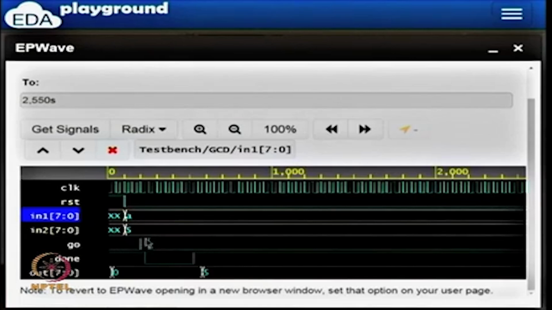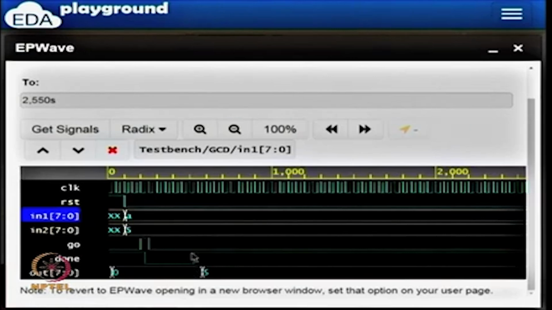So, go becomes 1, and when go becomes 1, it is checking what the done signal is. The done signal happens to go to 0. So, go also becomes 0. So, go becomes 0. At this point the state machine is beginning to work. The state machine is doing its work for whatever number of cycles, and it is ready to give the output.